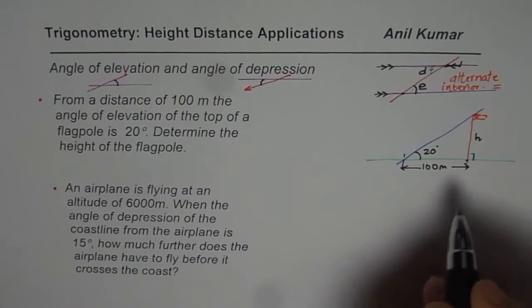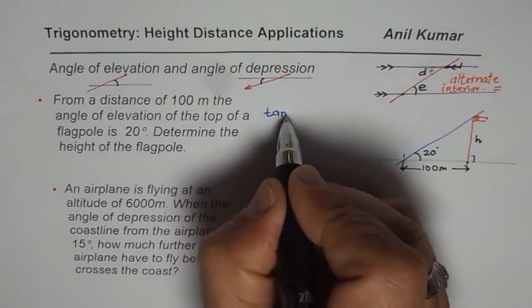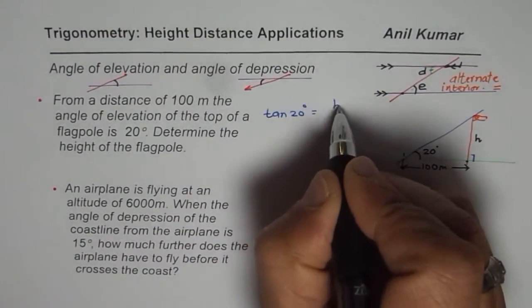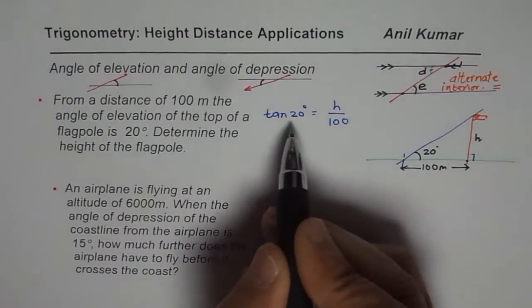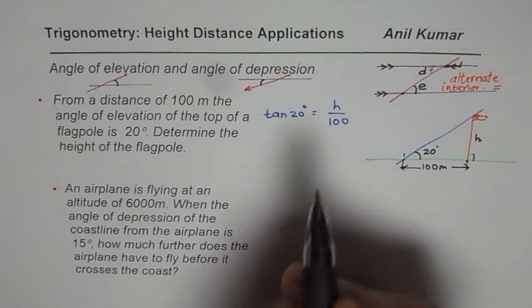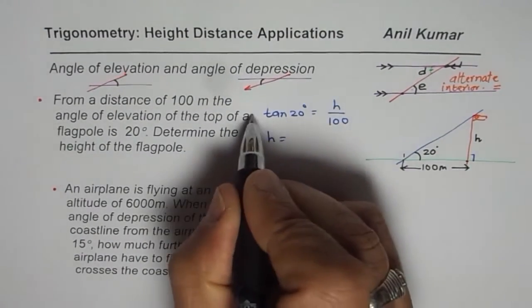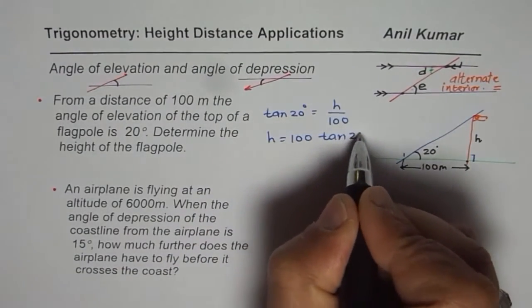So tan ratios are the ones to be used. So we'll say tan of 20 degrees is equal to height over adjacent side, which is 100. Now these are ratios. You could cross multiply, find the answer. So we get height h equals 100 times tan 20 degrees. You get an idea, right?